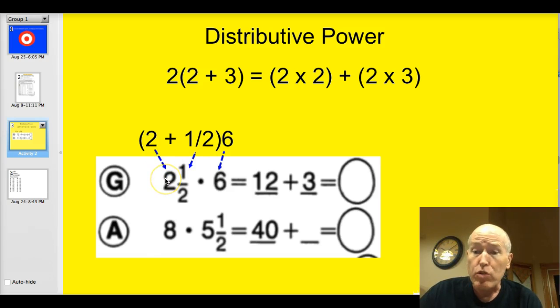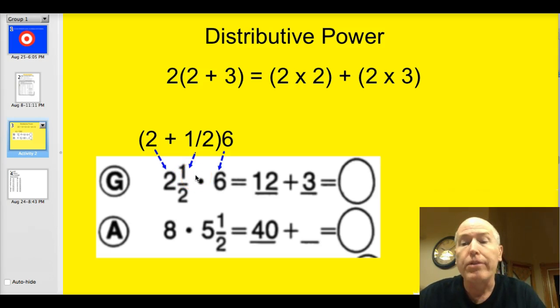You could convert this into an improper fraction. 2 times 2 is 4 plus 1 is 5 halves. Take 6 times 5 halves, you're going to get 30 halves. 30 divided by 2, you're still going to get 15. Well, we used the distributive property to solve it rather quickly.